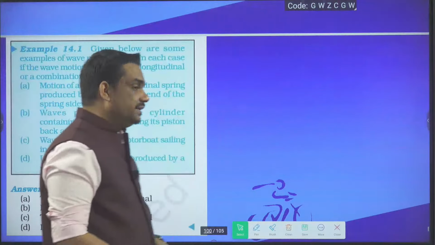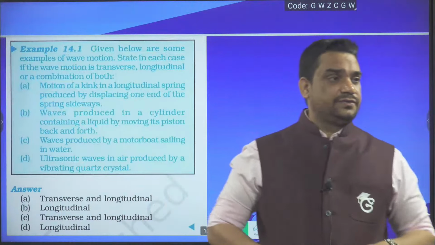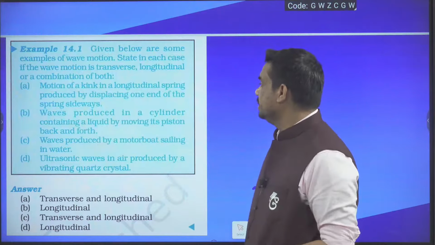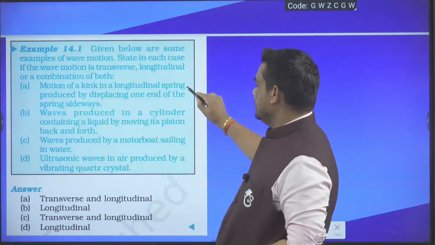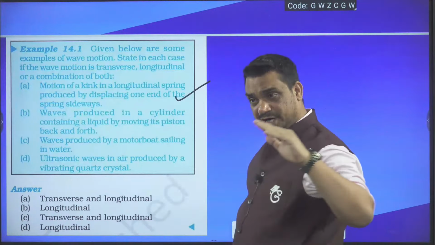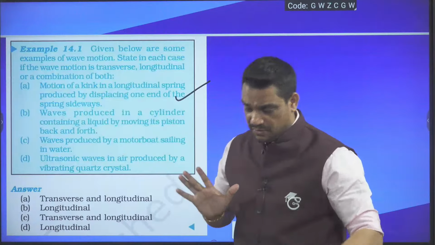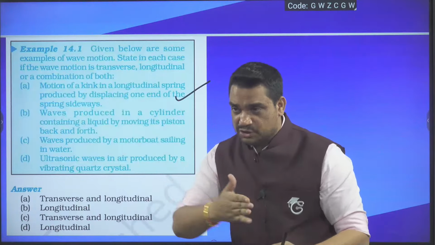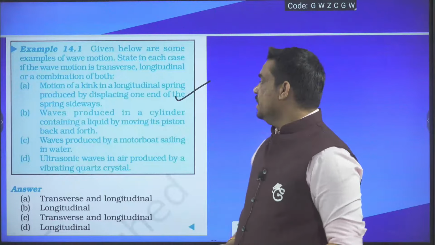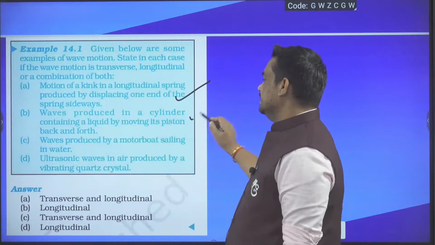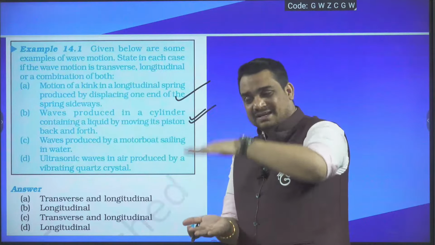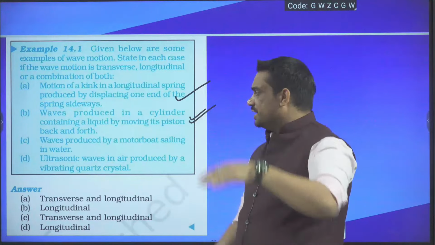Now comes waves. First they are asking about the motion of a kink in a longitudinal spring. In the spring both are possible, longitudinal as well as transverse. When the spring is moving like this, then this is longitudinal. The spring can move this way also, so that is transverse. Waves produced in the cylinder: whenever you are moving the cylinder like this, this is longitudinal.